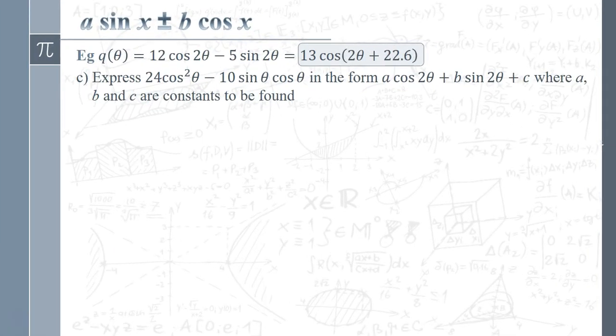What's part C saying? Okay, so it says express 24 cos squared theta minus 10 sine theta cos theta in the form a cos 2 theta plus b sine 2 theta plus c, where a, b, c are constants to be found. That's a bit of a mouthful.